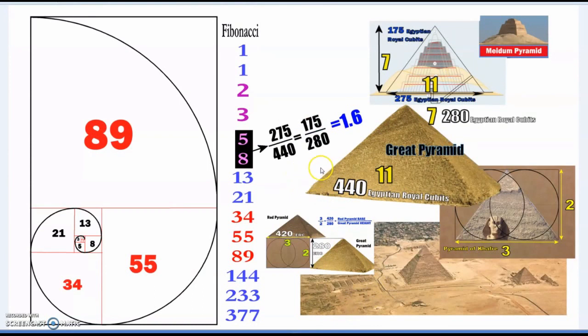Now what's interesting is the Meidum Pyramid and the Great Pyramid have the same proportions. What's the relationship of their size? We can just take the base of Meidum, 275, divided by the base of the Great Pyramid, or you can do it by height. 175 divided by 280 gives us 1.6. That's a ratio of 5 to 8. If the Great Pyramid is 8 high or 8 wide, then the Meidum Pyramid is 5 high or 5 wide.